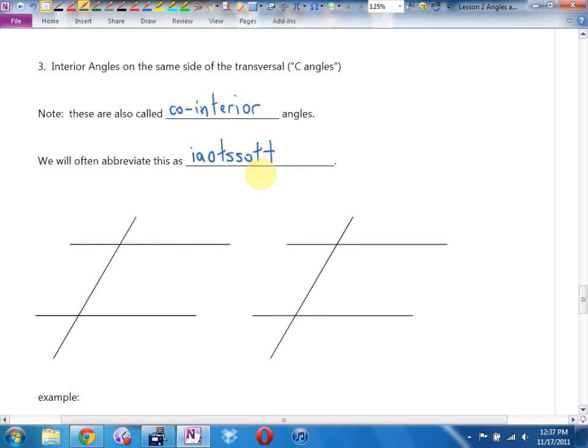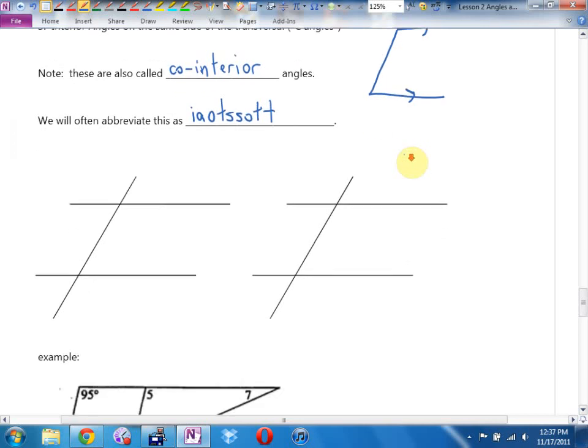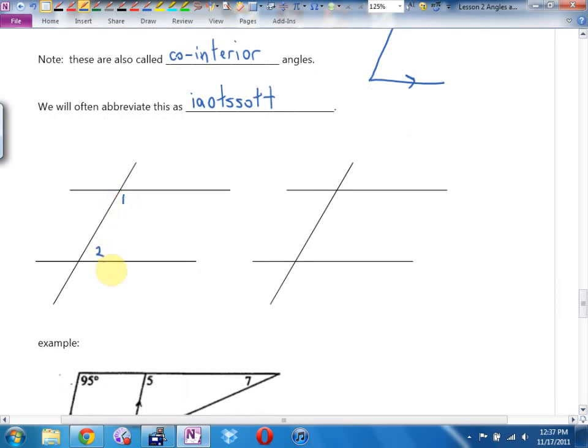What letter am I looking for here? Now, I've got to be fussy. Not a curvy letter C, but a jagged letter C, like that. Angle 1 and angle 2. See the letter C? They aren't the same size. They don't look the same size. But you know that angle 1 plus angle 2 adds to 180 degrees. They're supplementary, as it turns out. Or if you have angle 3 and angle 4, a backwards letter C, angle 3 and angle 4 add to 180 degrees.